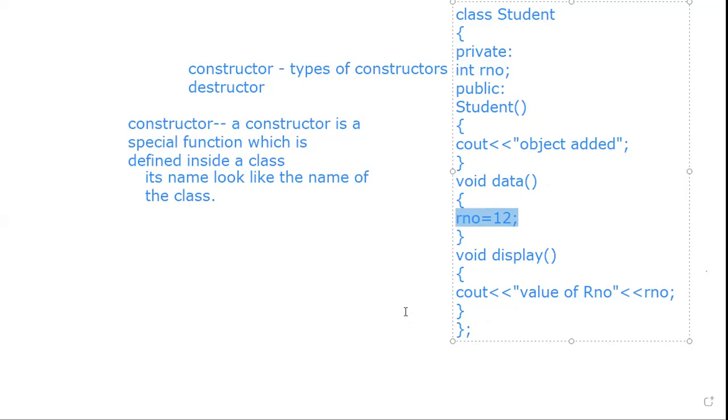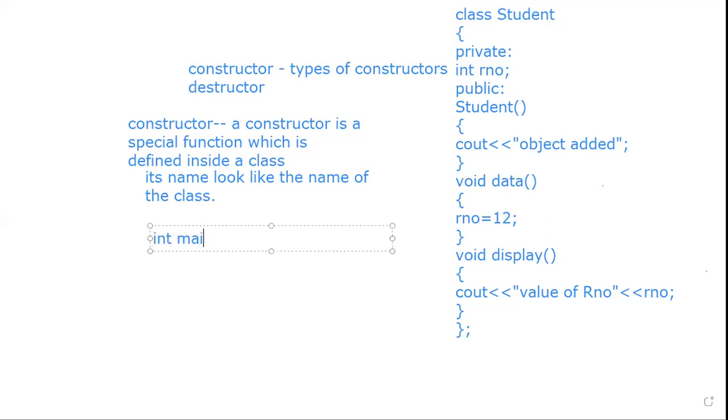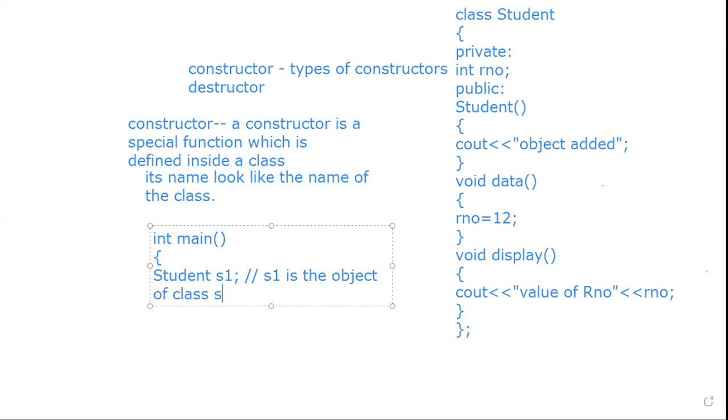Now, once the class is defined, what do I have to do? I have to use the main method. So how to write the main method? int main, and I'm writing the code here. Once I have created the class, if you want to access the data and the methods inside the class, we need to create objects. So how do you create an object? First, we mention the class name followed by the name of the object. Here, S1 is the object of class student.